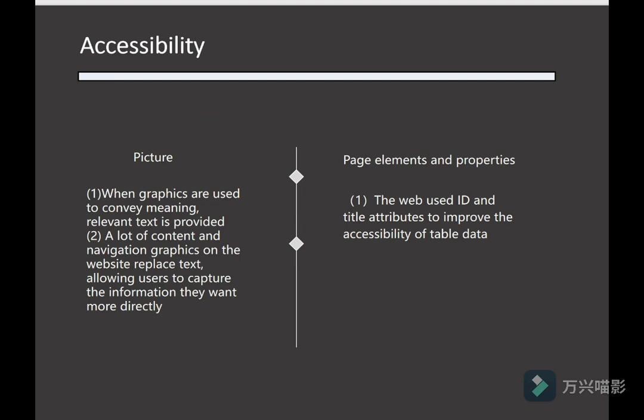And next is the picture section. 1. When graphs are used to convey meaning, relevant text is provided. And 2. A lot of content and navigation graphs on the website replace text, allowing users to find the information they want more directly. And the last section is page elements and properties. The web uses the ID and title attributes to improve the accessibility of table data.